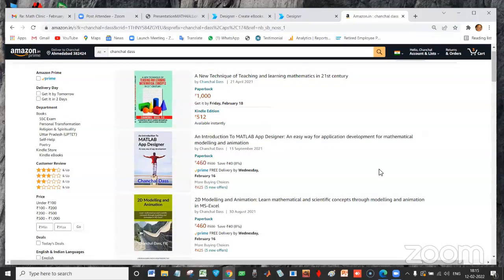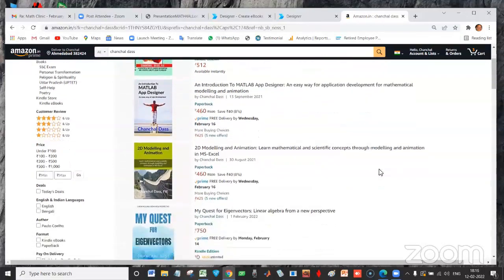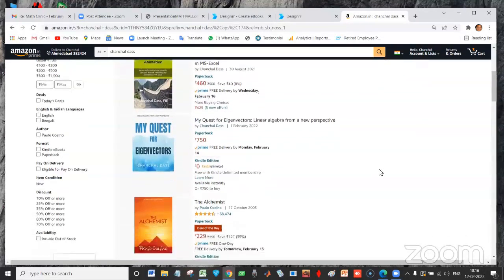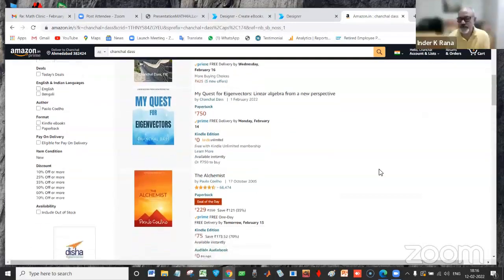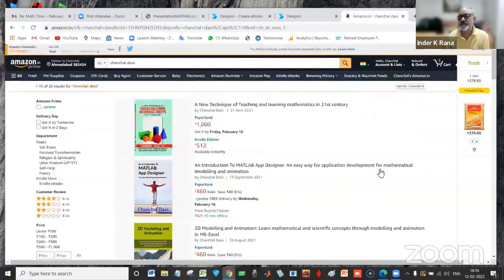Here you see Teaching and Learning Mathematics, Mathematical Concepts, MATLAB App Designer, 2D Modeling and Animation. My Quest for Eigenvectors. This is my latest book in linear algebra. Yeah. So links for learning are there. Anybody has more questions to ask?